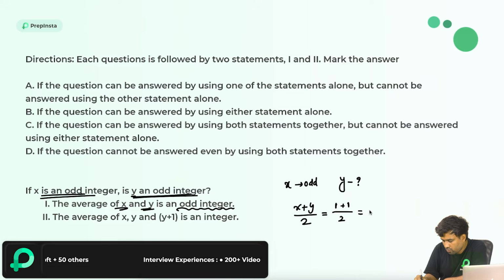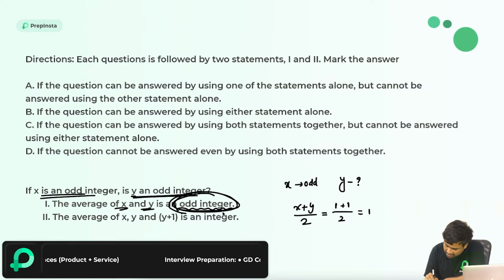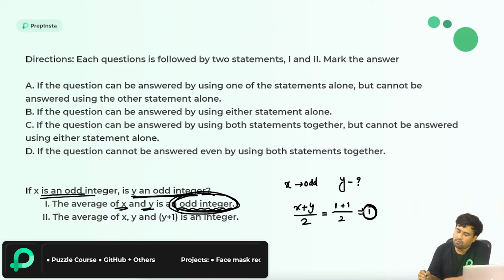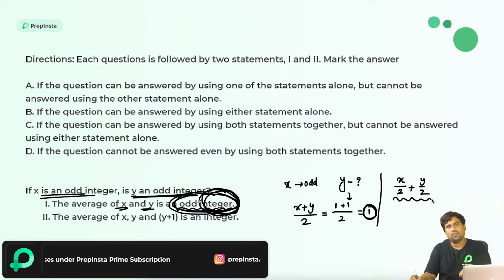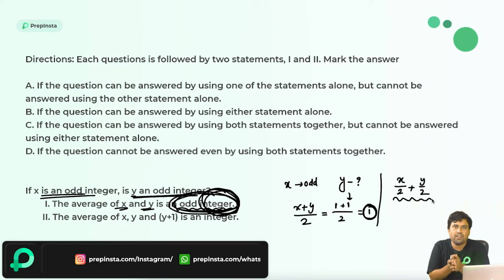So (1 + 1)/2 is 1, right? See, the average is an odd number. In order to get the odd number, y must be an odd number. Y is nothing but, just look here, x/2 + y/2, right? And in order to get an integer, dividing by 2 means the sum of the numbers must be an even number.